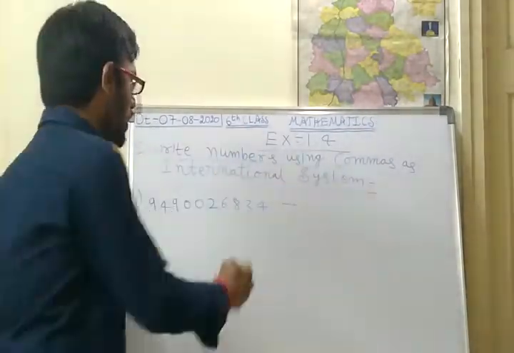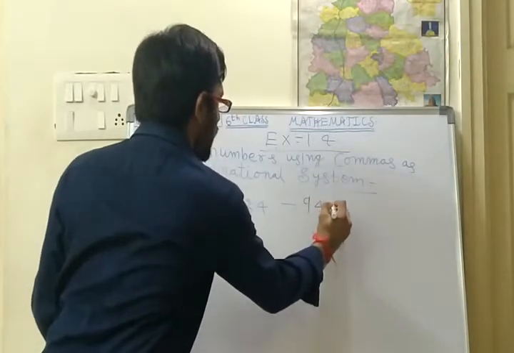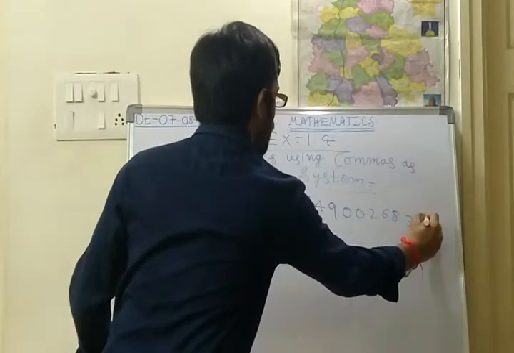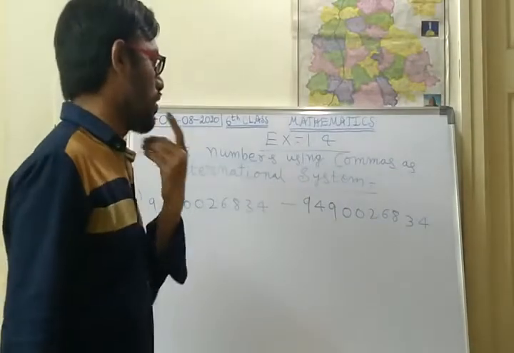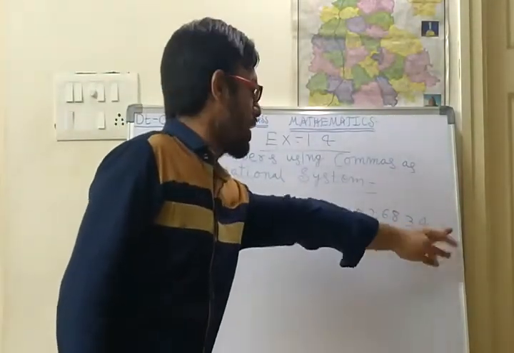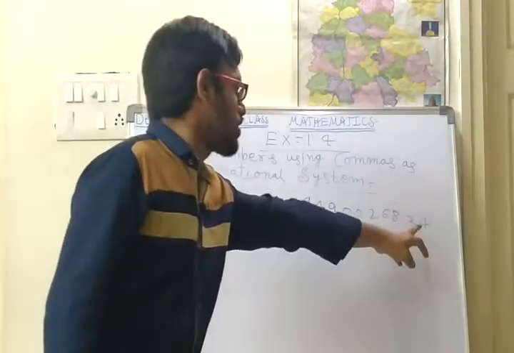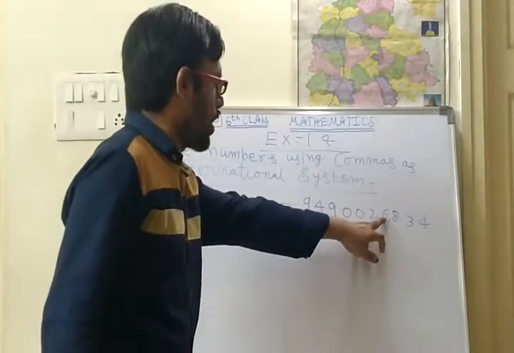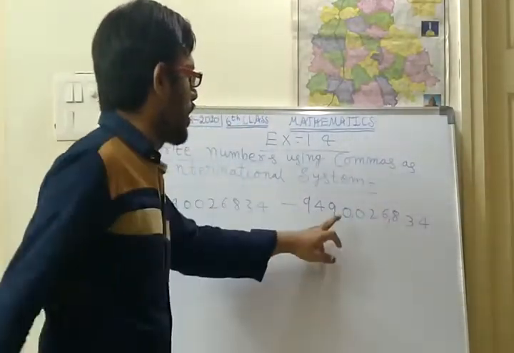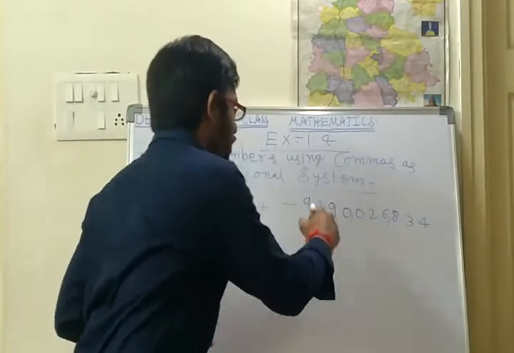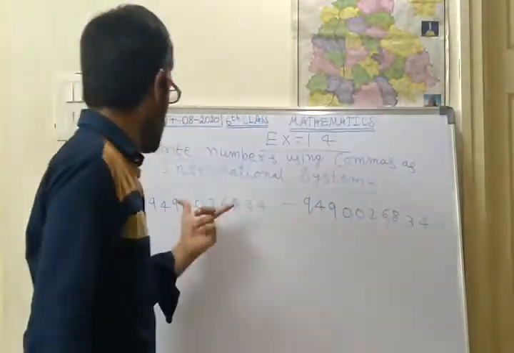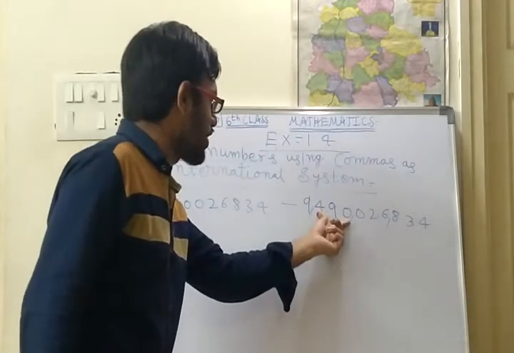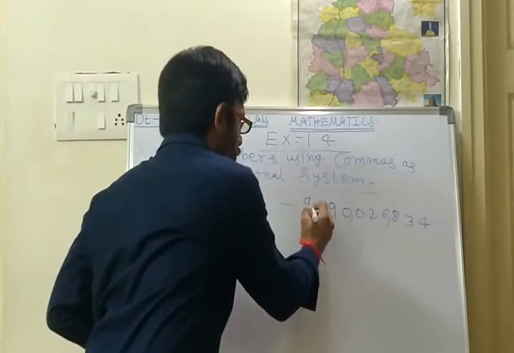Okay. So first of all, write down again the number here. 949002683426834. Okay. So place the commas starting from the right side. After every 3 digits, 1, 2, 3. So after 3 digits, 1 comma. Next 1, 2, 3. Again after 3 digits. Next 1, 2, 3. Again after 3 digits. So like this you have to keep. So in this number, 3 commas will be coming. Okay. So here after 3 digits, only 1 digit is there. So however many digits are there, you should keep the comma.